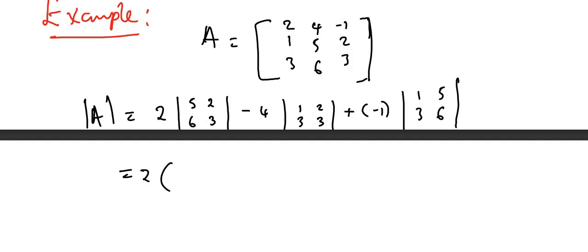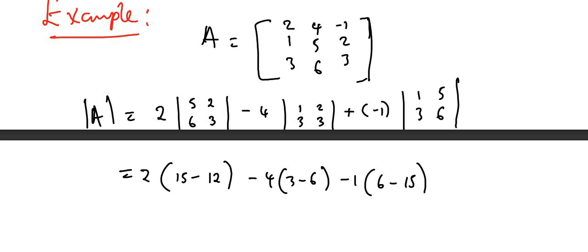What's the determinant of a 2 by 2 matrix? We say the major diagonal, which is 5 times 3, that's a 15, minus the minor diagonal, which is 6 times 2, which is a 12. For the 4, we have 3 times 1, that's a 3, minus a 6. This is minus 1. Then 1 times 6, that's simply a 6, then minus, that's a 15. This is simply going to be 2. 15 minus 12 is a 3. Minus 4 times 3 is minus 3, hence minus 12. Minus 1 times 9, this is negative 9.